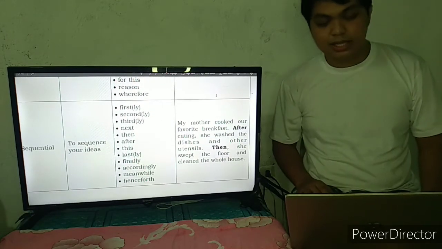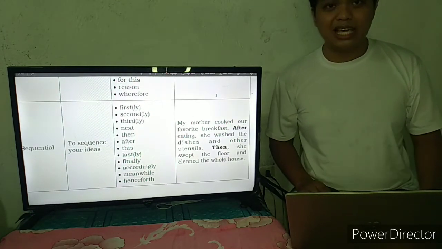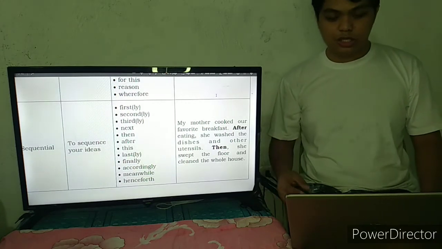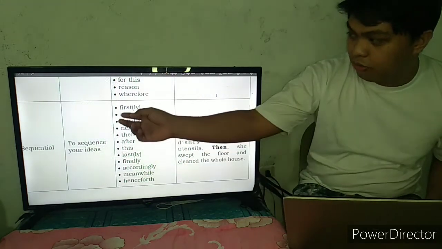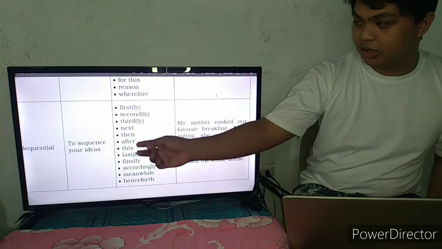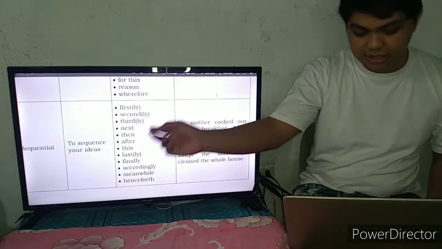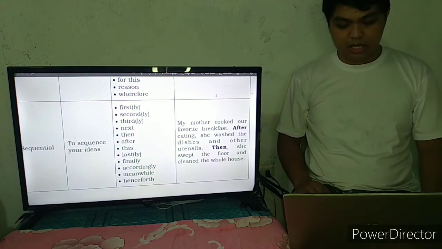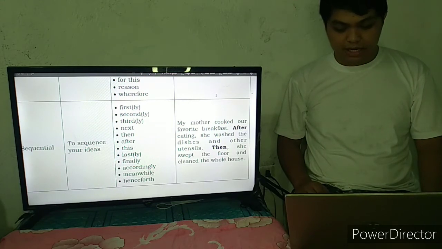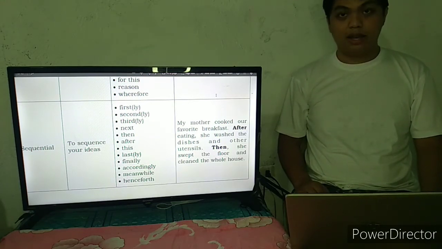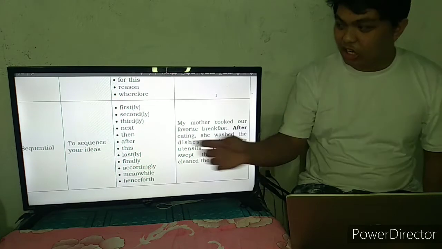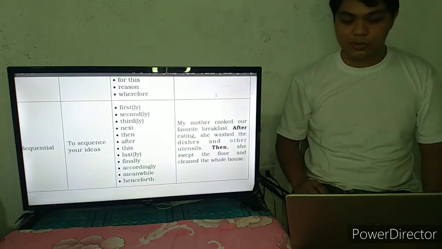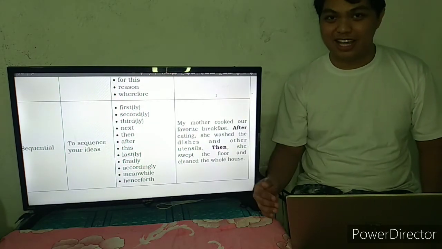The last one is sequential or sequence. To sequence your idea. Okay? Firstly, secondly, thirdly, next, then, after, this, lastly, finally, accordingly, meanwhile, henceforth. Okay? Ito naman yung mga words na nagpapakita kung saan yung pagkakasunod-sunod ng idea.